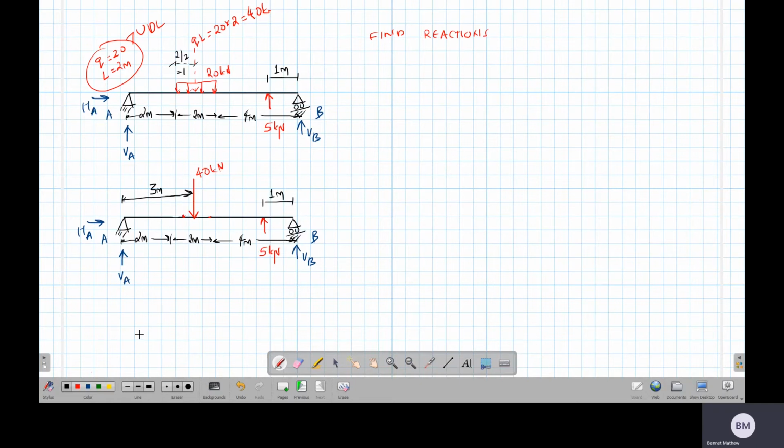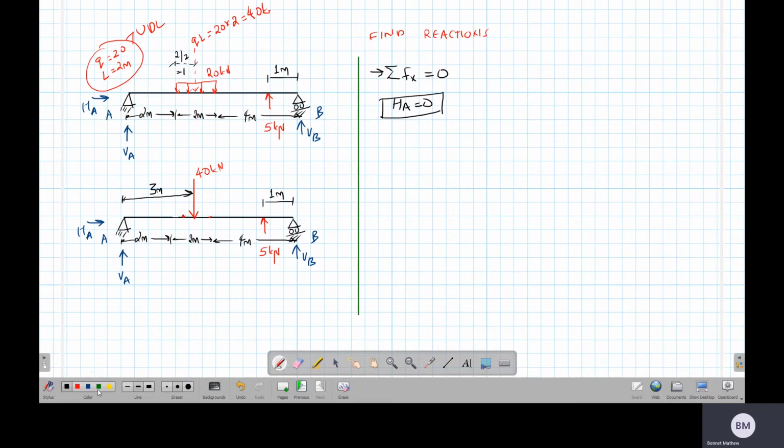Now we have to find the reactions. For finding the reactions we know that we have to use equilibrium. Okay, so summation of all forces about x should be equal to 0 for equilibrium. That means summation Fx is equal to 0 and HA equal to 0. This is because, on the right hand side, HA is the only force here. There is no horizontal force here.